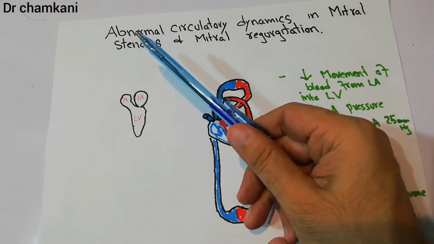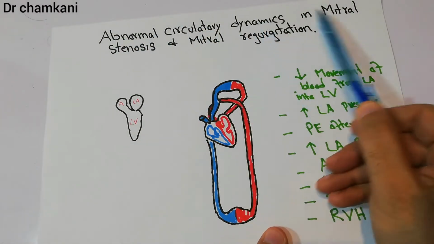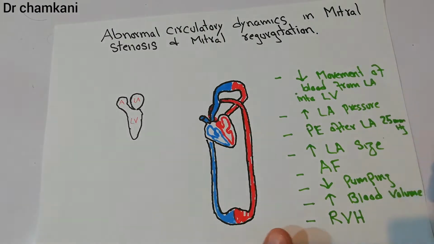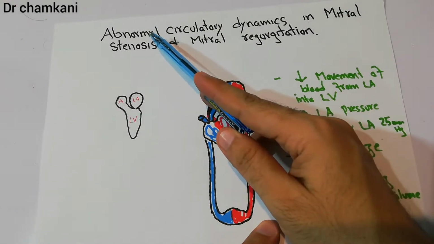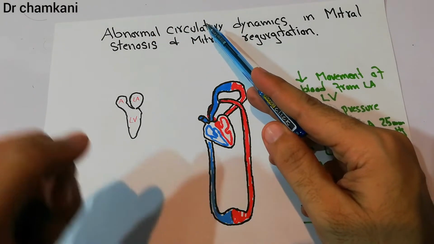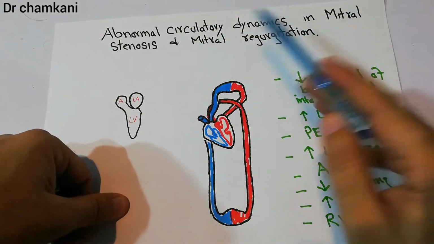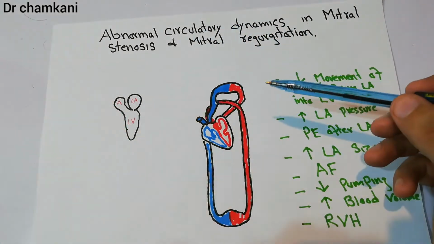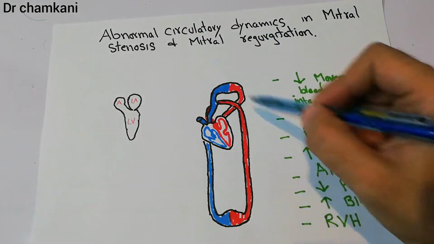Today in this lecture, we are going to discuss the abnormal circulatory dynamics in mitral stenosis and mitral regurgitation, or what abnormalities occur in the blood circulation when there is mitral stenosis or mitral regurgitation. Now, this is the circulatory system as a whole.